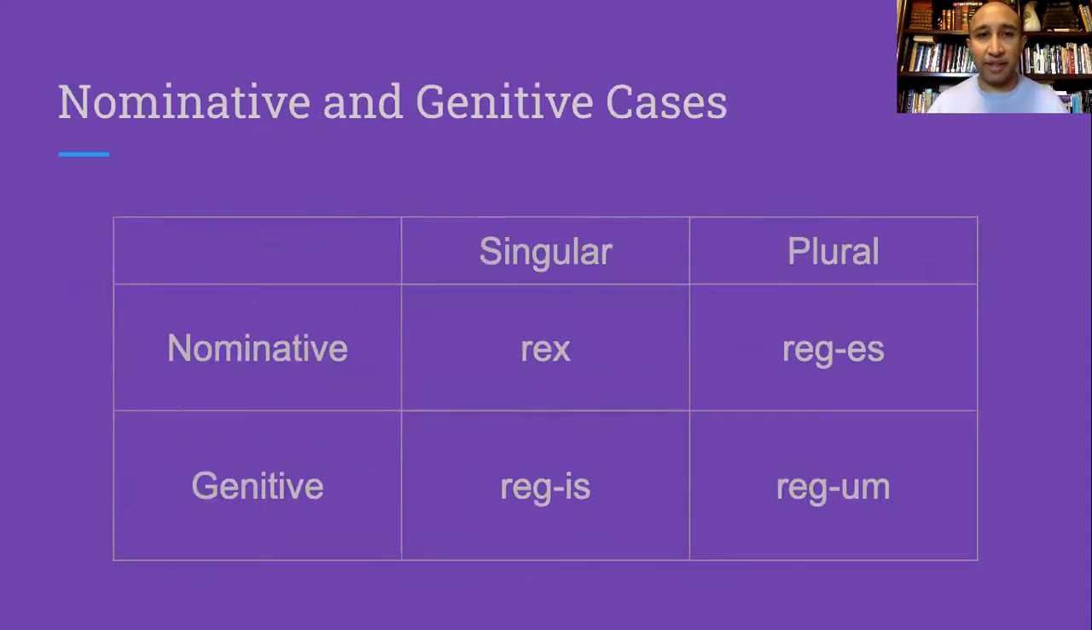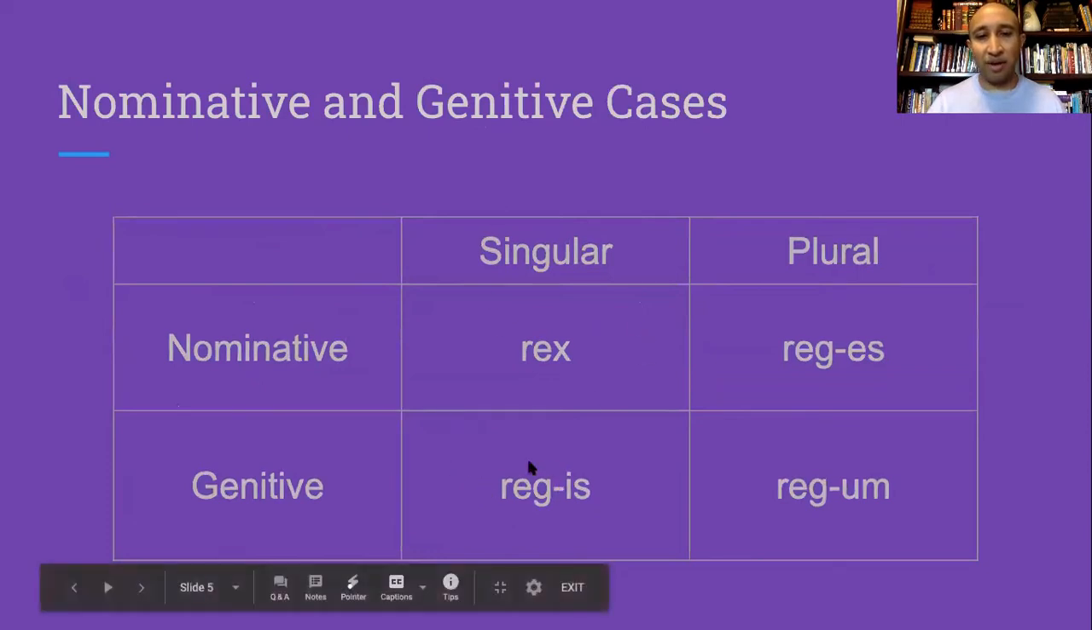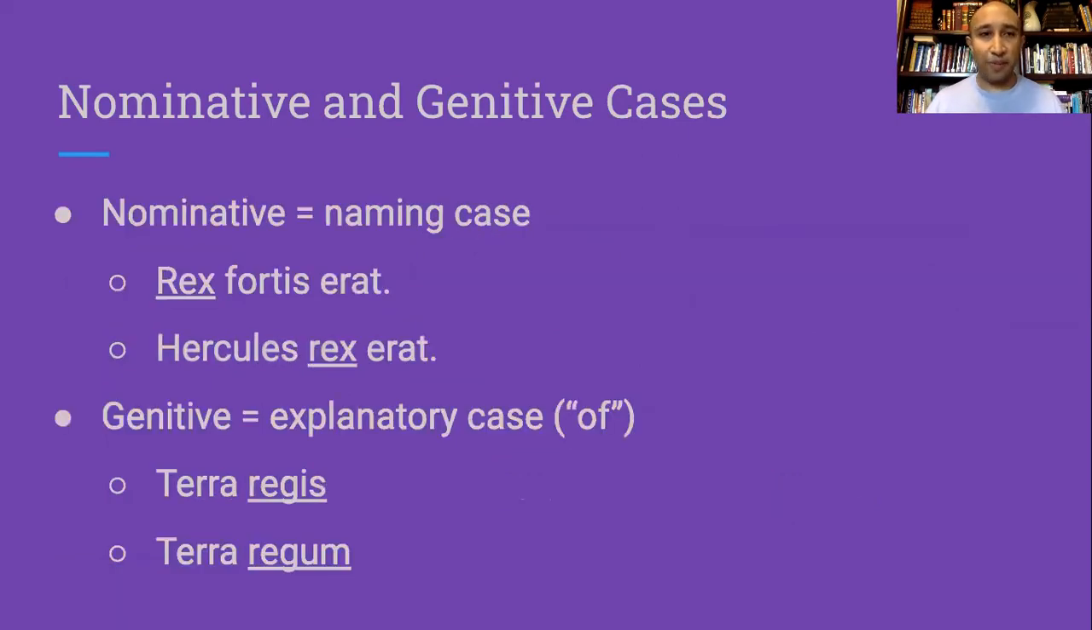So we're going to talk about the nominative and genitive cases. I want to show you what it looks like. If we're taking this word rex, regis, we saw reg is our root, is is our genitive in the third declension. If we want to make it nominative singular, we take that root reg, add es. And if we want to make it genitive plural, we take that same root reg and add the genitive plural ending for the third declension, regum. Okay. So what does this all mean?